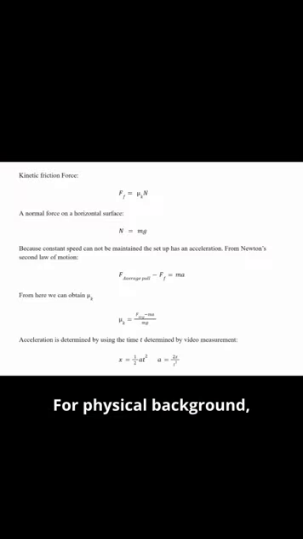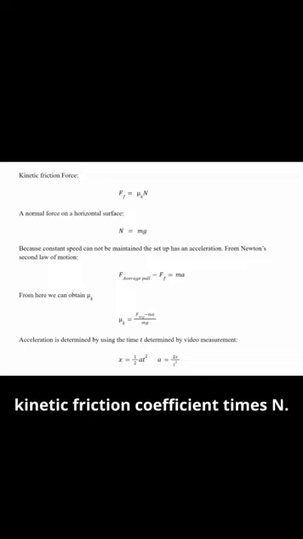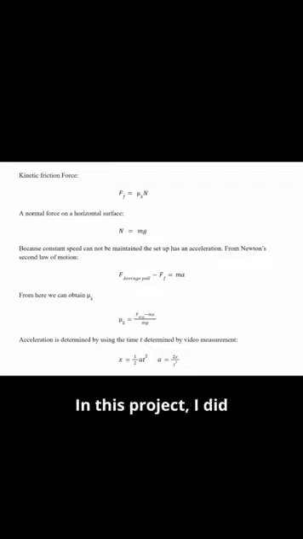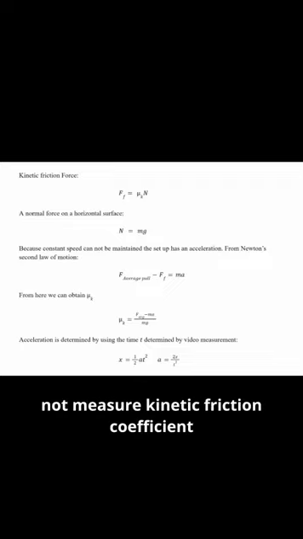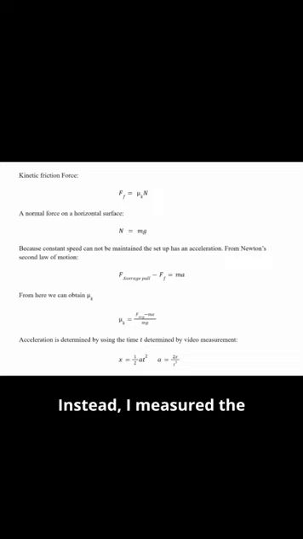For physical background, the kinetic friction force is given by kinetic friction equals mu k times normal force. In this project, I did not measure mu k directly. Instead, I measured the average pulling force and calculated the acceleration using video timing. So I used F average minus m multiplied by a, divided by mg.